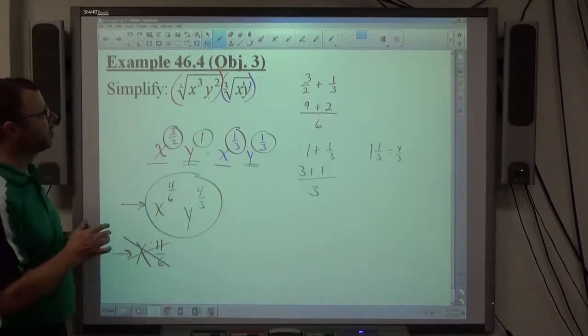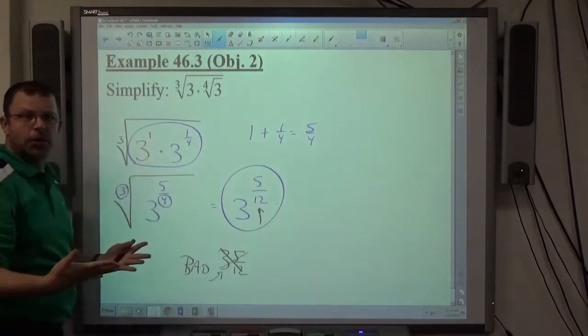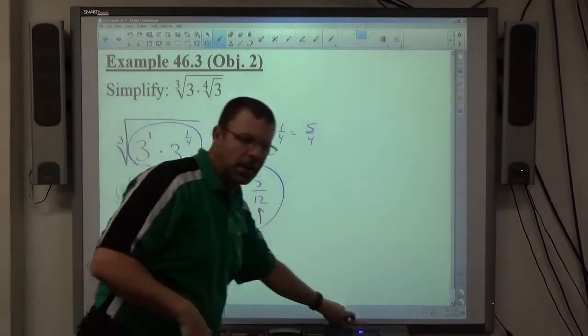Again, be very cautious. Radical stops. Radical goes over top of other radical. There are two different kinds of problems. Use the proper technique for each one.